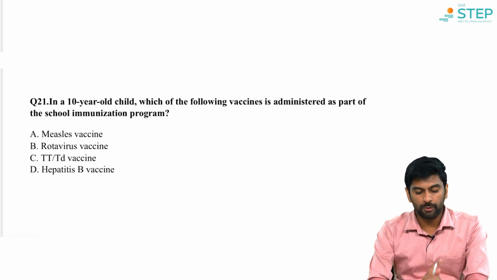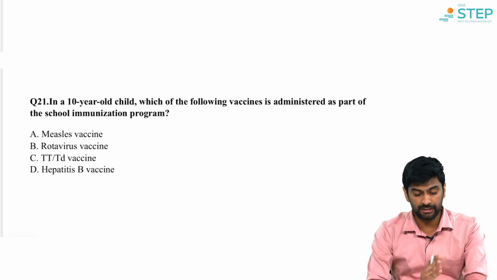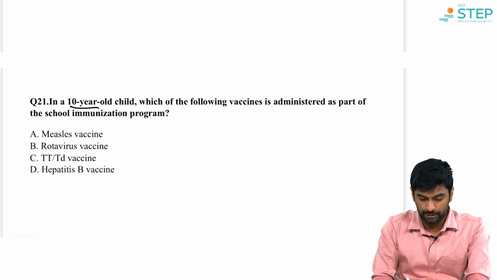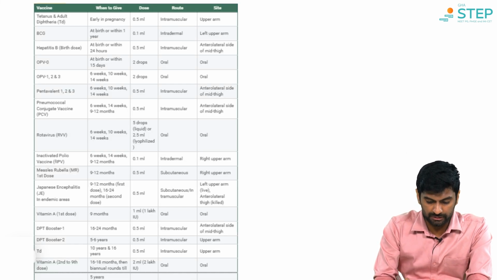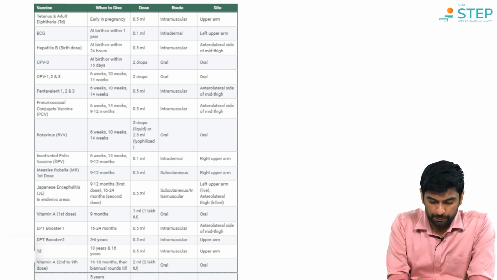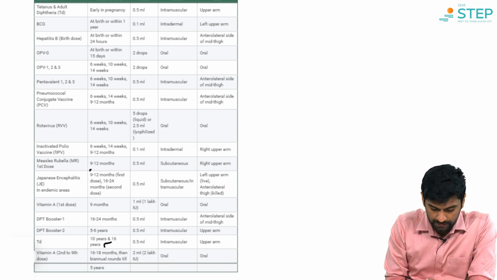Coming to question 21, in a 10-year-old child, which of the following vaccines is administered as part of the school immunization program? Focus that it's a 10-year-old child. So, we're going to be having a look at the specific immunization schedule. Let's have a look. So, the child is going to be 10 years old. So, all of this is at birth, 6, 10, 14 weeks, 9 to 12 months, 5 to 6 years. And when we come down here, it's going to be 10 years and 16 years.